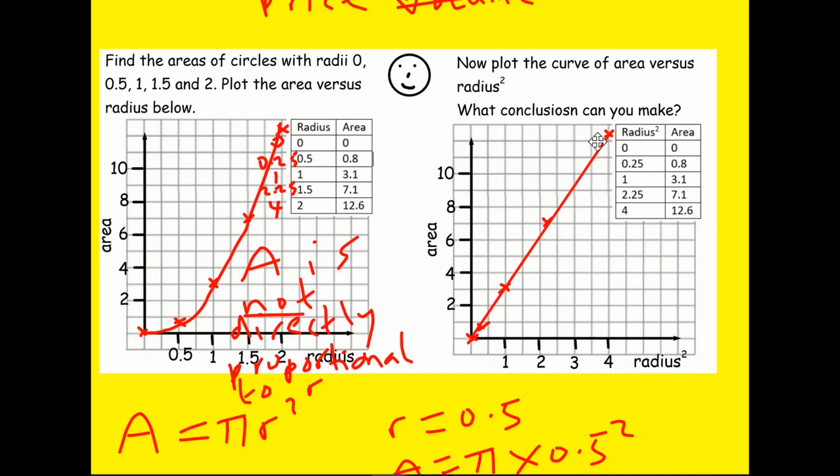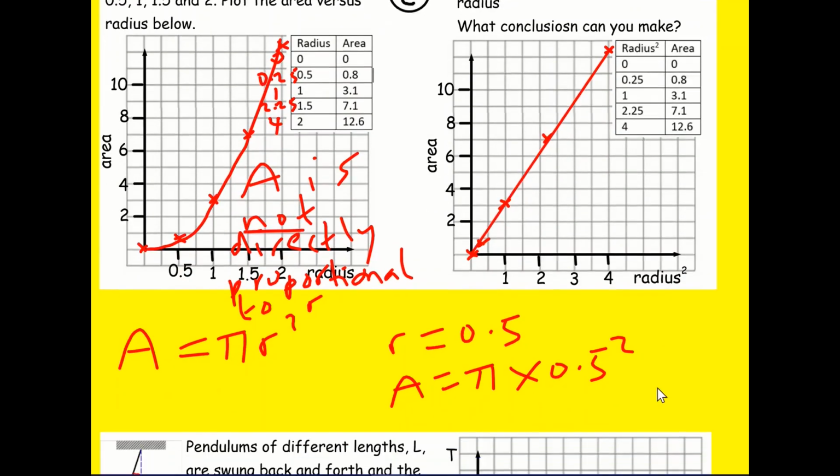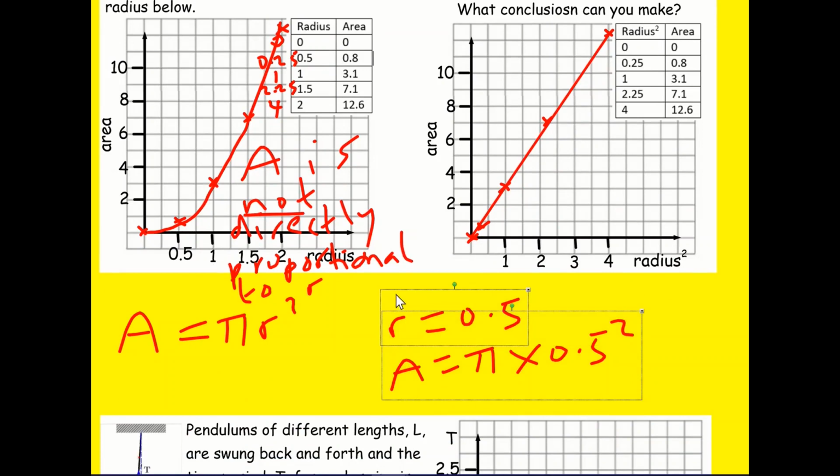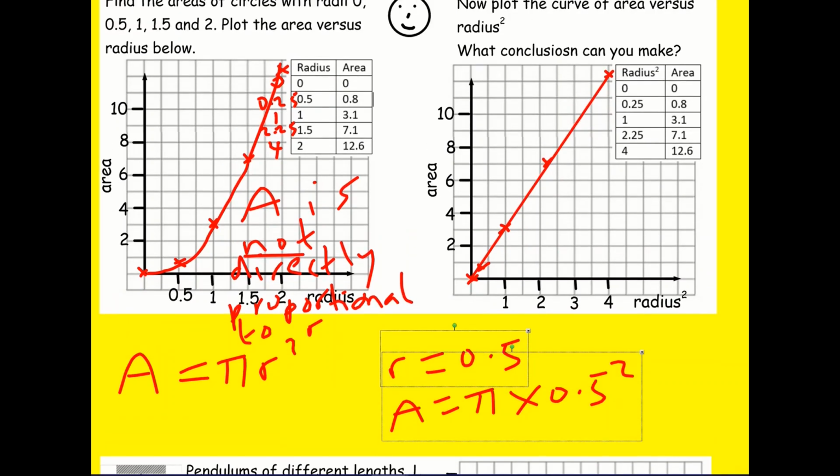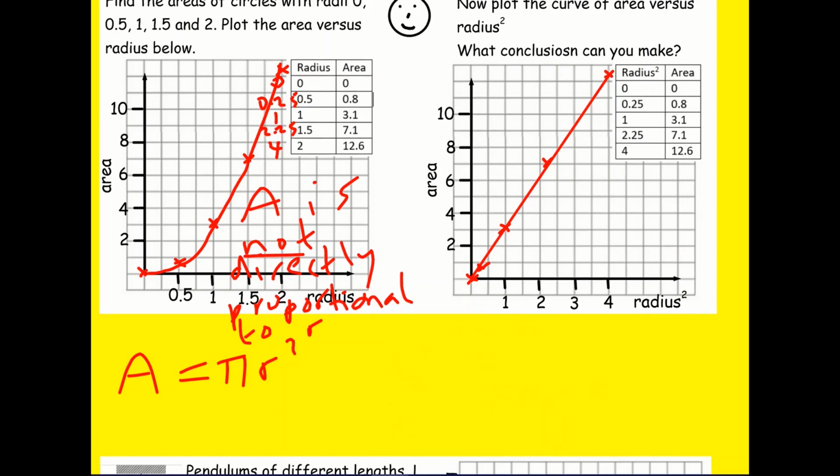I get a straight line, okay, because it turns out that area is proportional to the radius squared. So this is a slightly more advanced look at it. It's not just about something equaling something times a constant. We still have the idea of direct proportion when I might be squaring. So I would write down that A is equal to k times r squared, and that k in this case is equal to pi. Okay, it fits everything.